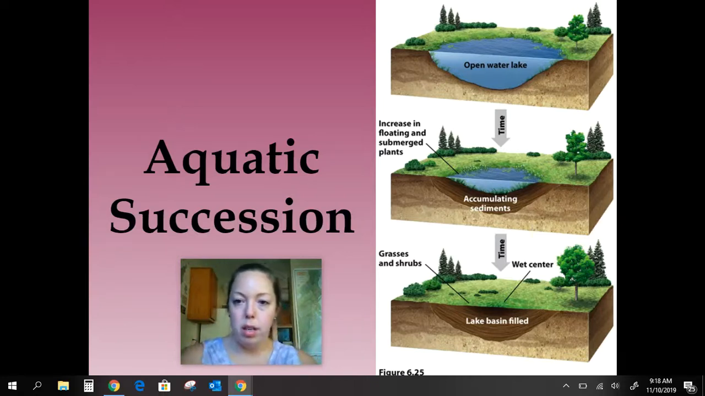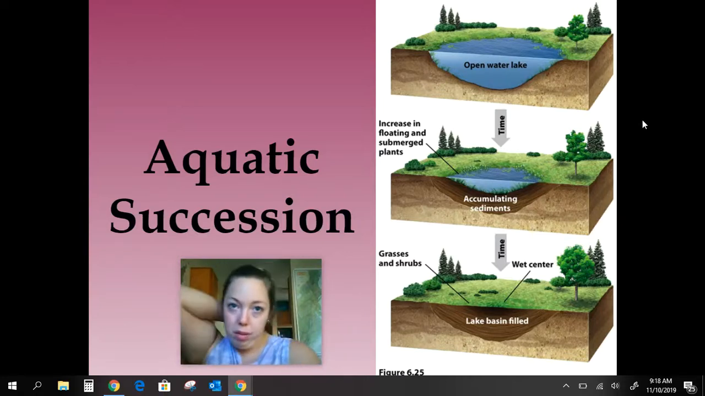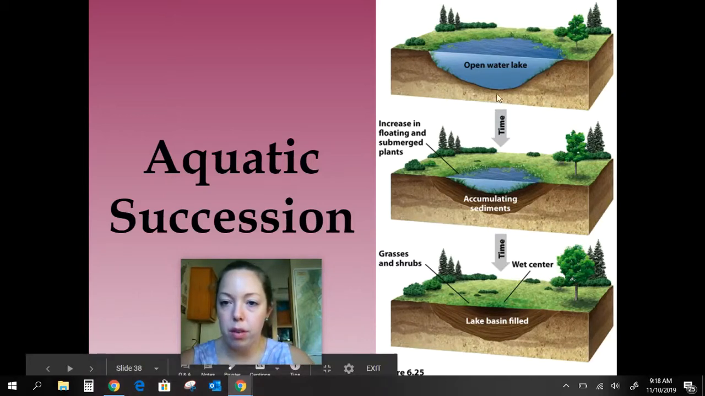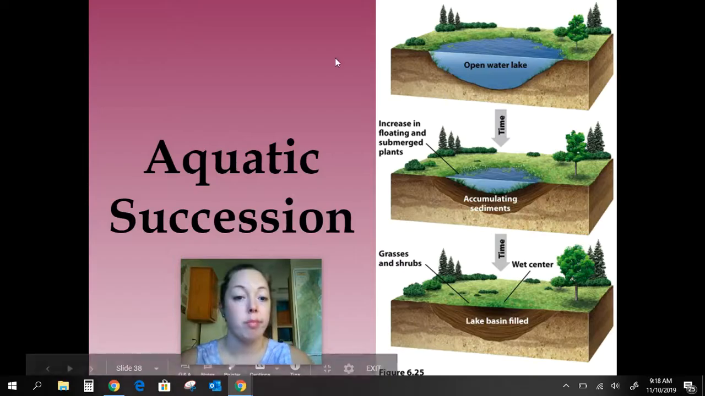Another one you might see, and this is in your book, is that sometimes lakes can be filled with accumulating sediments over time. The lake can basically just disappear and turn into a terrestrial habitat. You can see here at first you have the lake, sediments accumulate there, and then eventually it might fill up and you just have a terrestrial ecosystem.